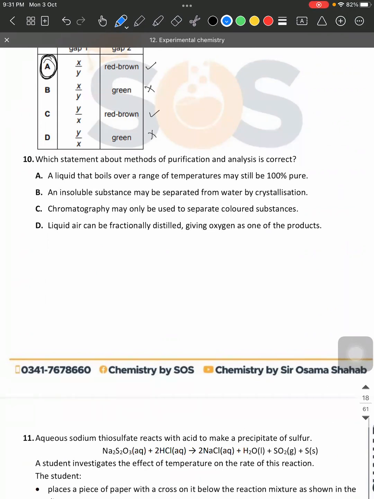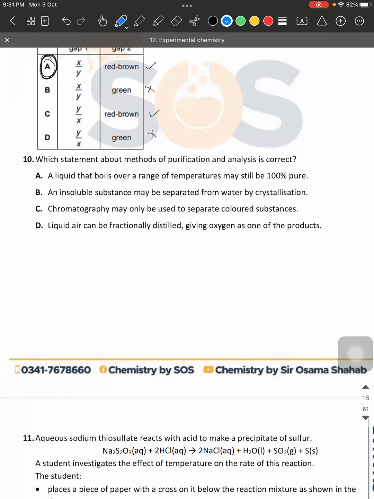A liquid that boils over a range of temperature may still be 100% pure. Is that right or not? No, sir. It is completely wrong, because we know that if a liquid is highly pure, it will definitely boil at a fixed temperature, right? It is not boiling at a range of temperature. No, not possible, right? The first is completely wrong.